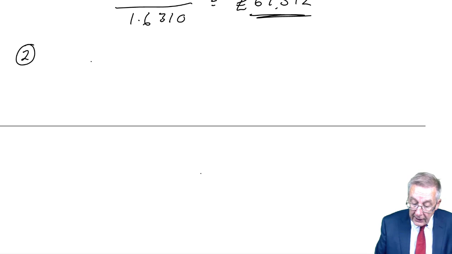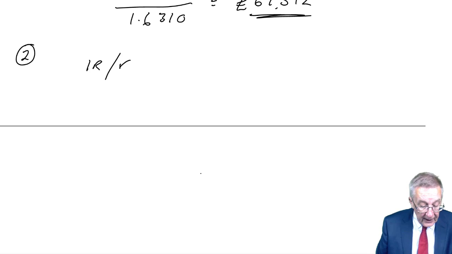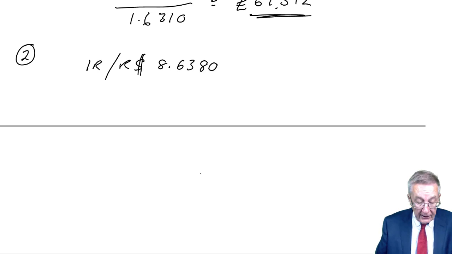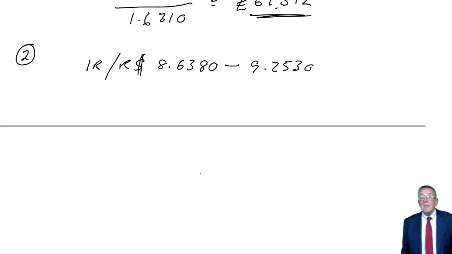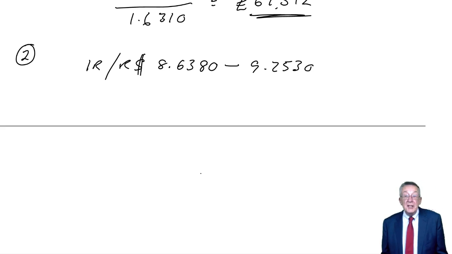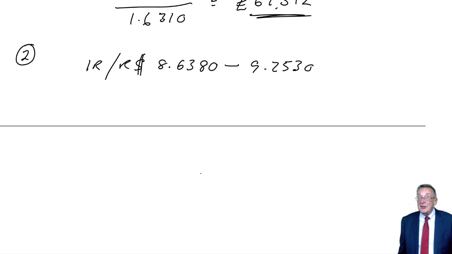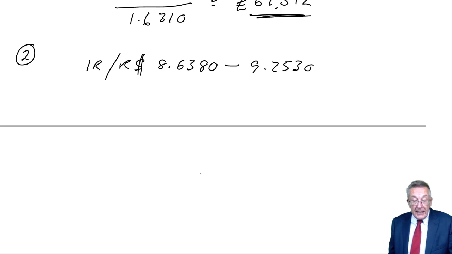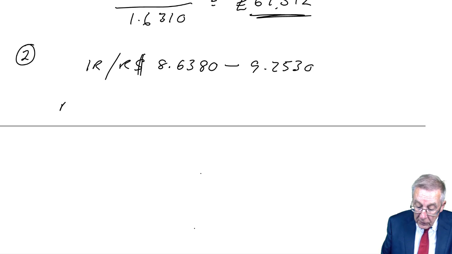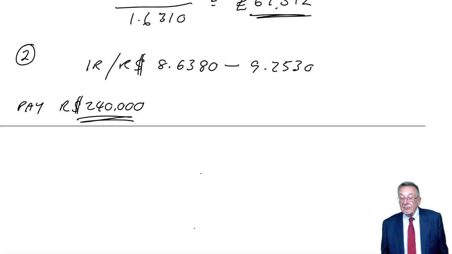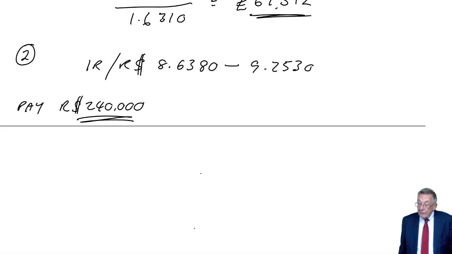We're told the exchange rate, and the quote is given as Indian rupee to Ruritanian dollars as 8.6380 to 9.2530. And of course, even if you're watching from India, you've no idea, no feel for that exchange rate, because Ruritanian dollars don't exist. And bear in mind, we're in India. We owe Ruritanian dollars. We're going to have to pay Ruritanian dollars 240,000. And so we want to convert.